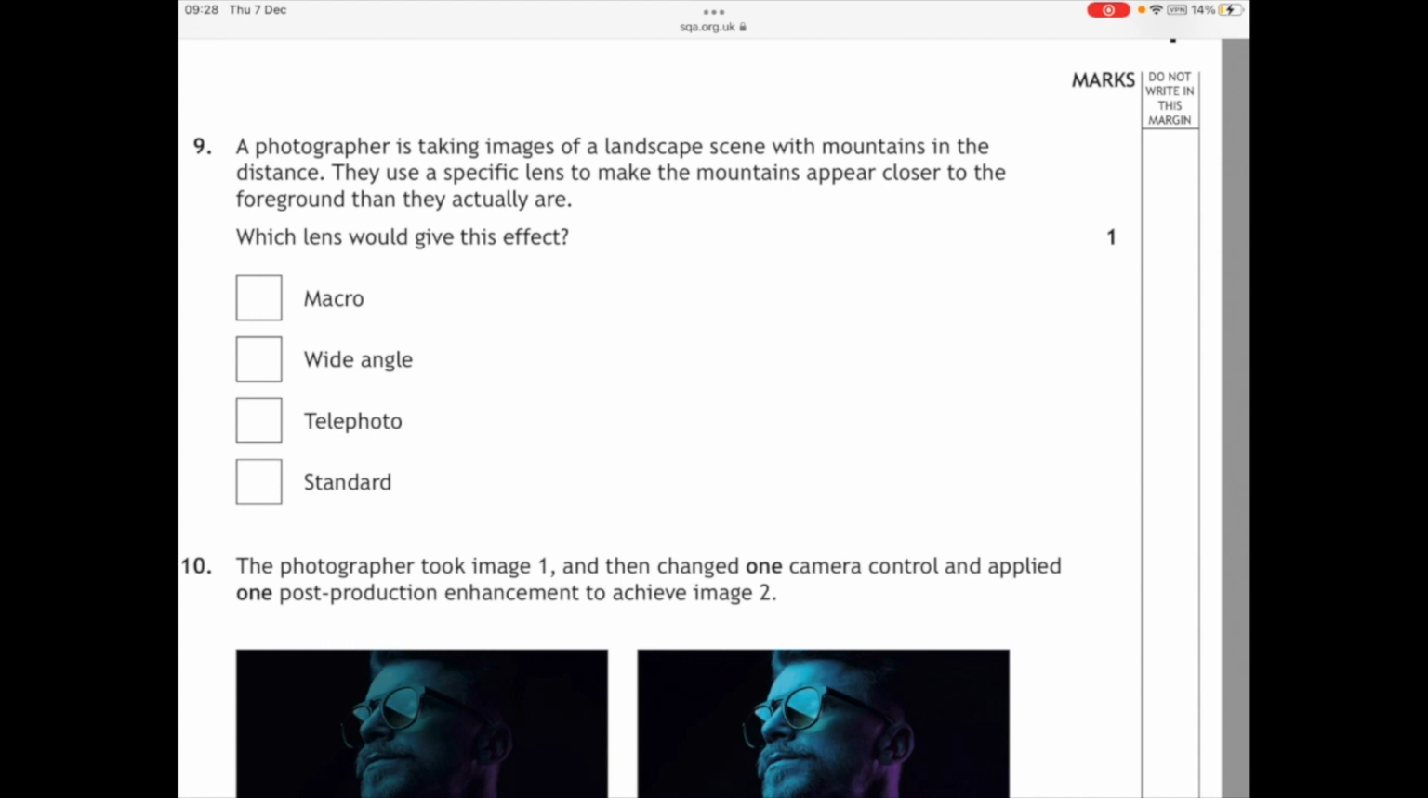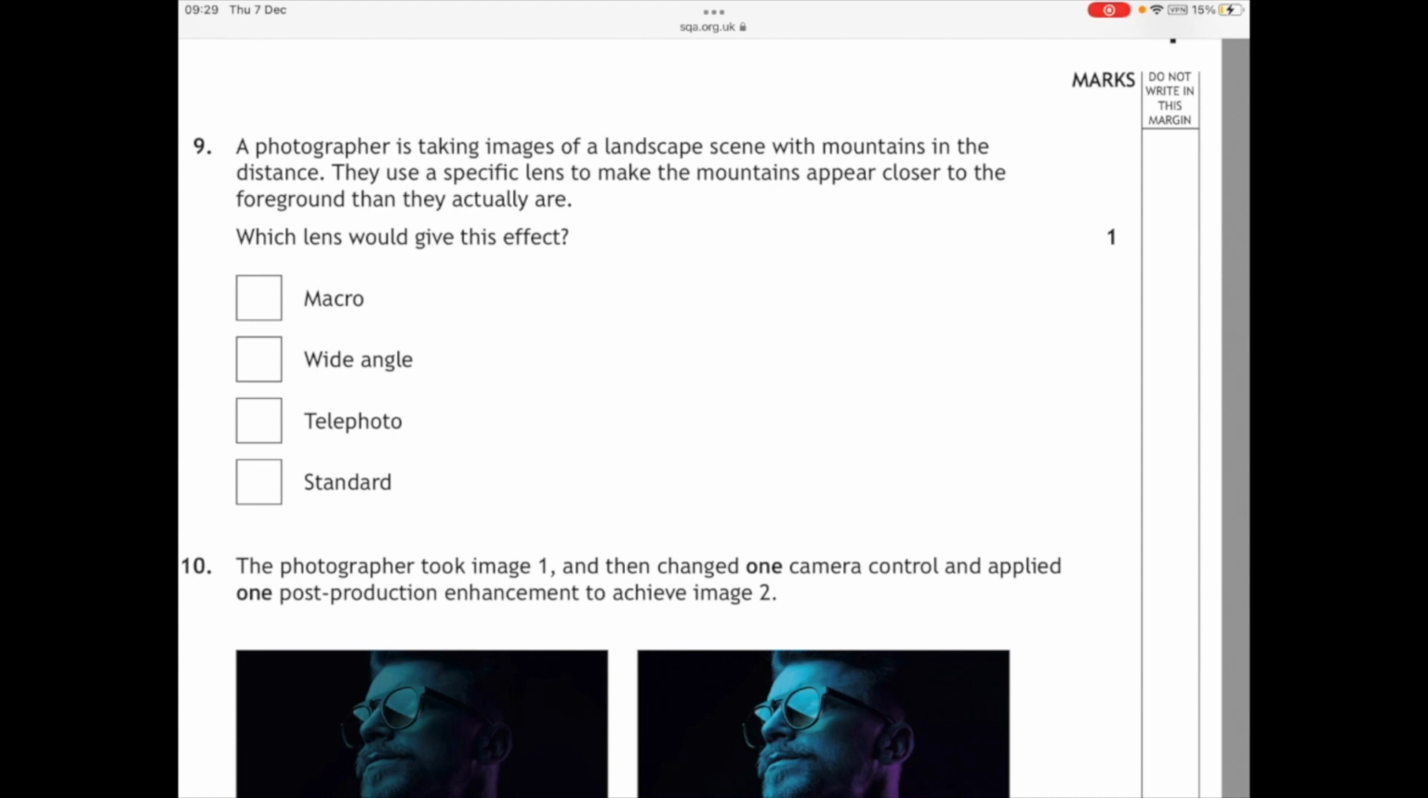So a macro lens, that's when you're photographing things that are very, very close up. Not all the time, but a lot of the time, they're prime lenses, so they don't really zoom in or out. A wide angle lens, that's the opposite. That's when you want a wide angle shot of a scene, so it'd be like a landscape. That'd be something like a 10mm lens, for example.